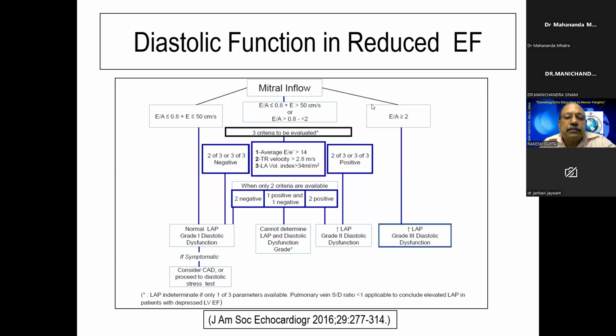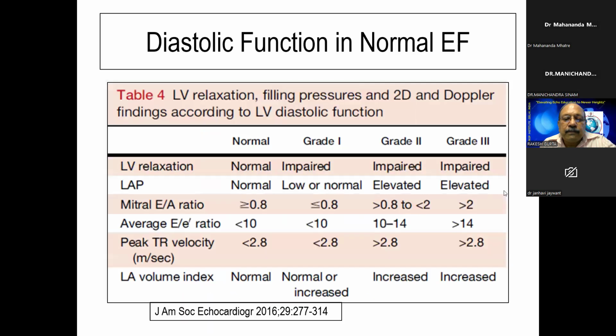So for normal ejection fraction people, we need an E/A between 0.8 and 2, then E/E prime between 10 and 14, and TR velocity more than 2.8 to grade it as grade 2. Correct. So all the criteria have to be fulfilled. Not three, four: LA volume also, because LA volume is a very important criterion. Okay. Thank you, sir.